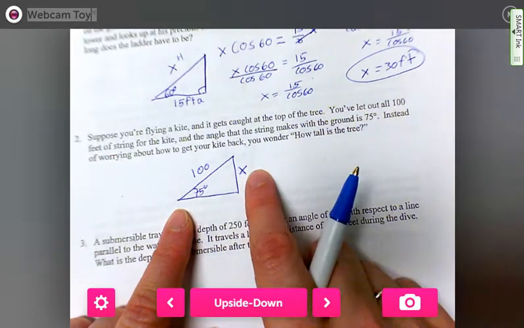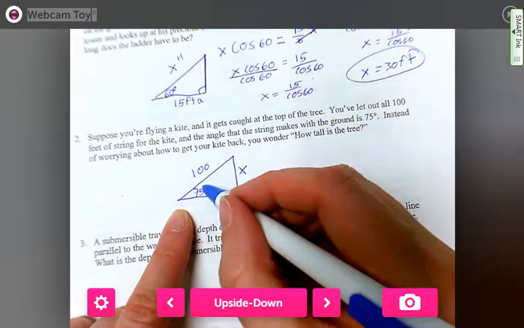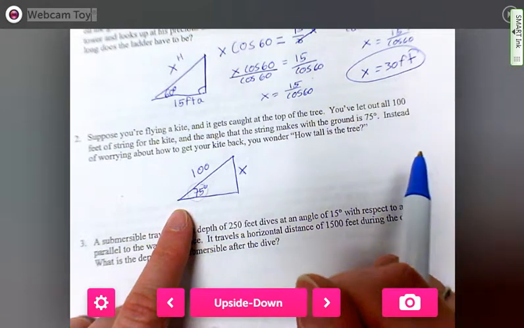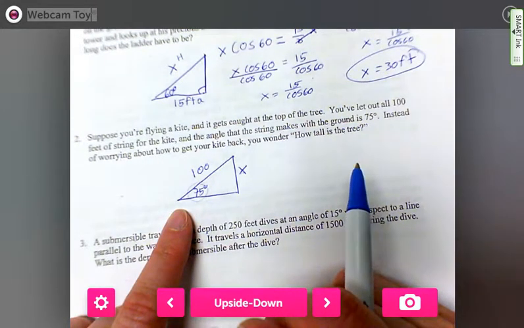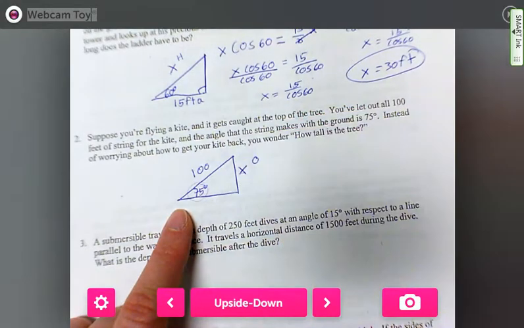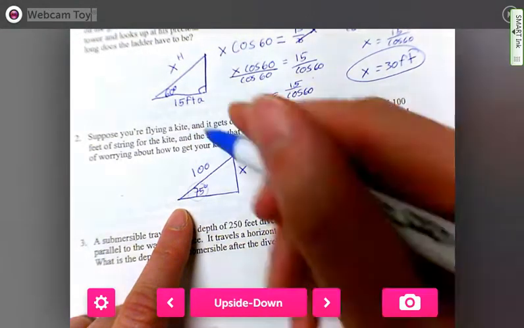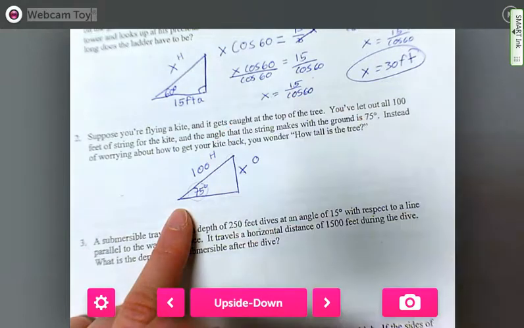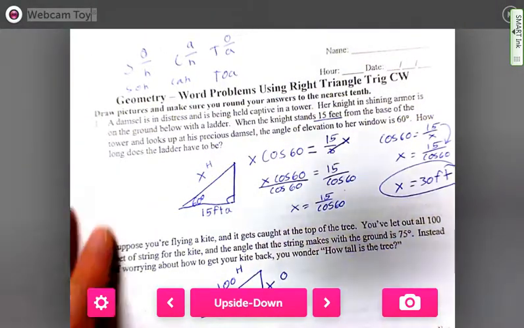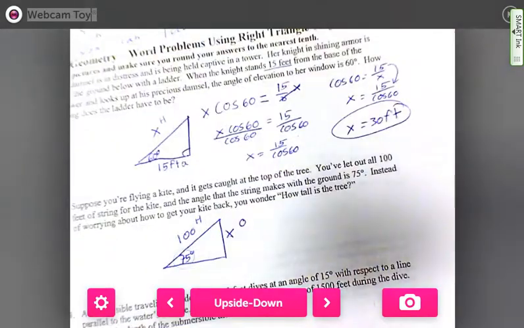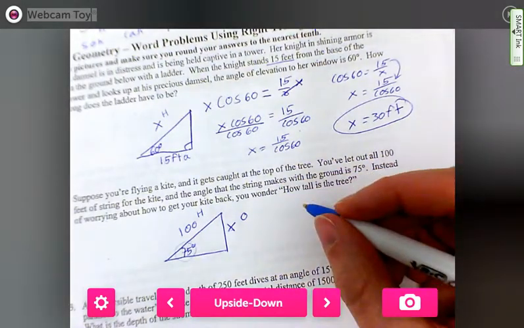What is x for 75? Is it the opposite of 75? Is it adjacent to 75 degrees? Or is it the hypotenuse? And then 100 is the hypotenuse. Okay, so I've got O and H. Which trig function do I need? Sine. So who wants to tell me how do I write this out?